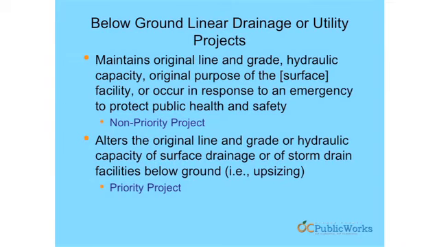So if it maintains original line and grade, hydraulic capacity, original purpose of, what we've really realized is that the original purpose of the facility doesn't make a whole lot of sense if you're digging up a trench and you're putting in dry utilities. The original purpose of that facility was storm drain, and now it's utilities. But the key thing that triggers all of our water quality management plan requirements is what occurs at the surface. And so the original purpose of the surface of the facility being the road itself, or occurs in response to an emergency.